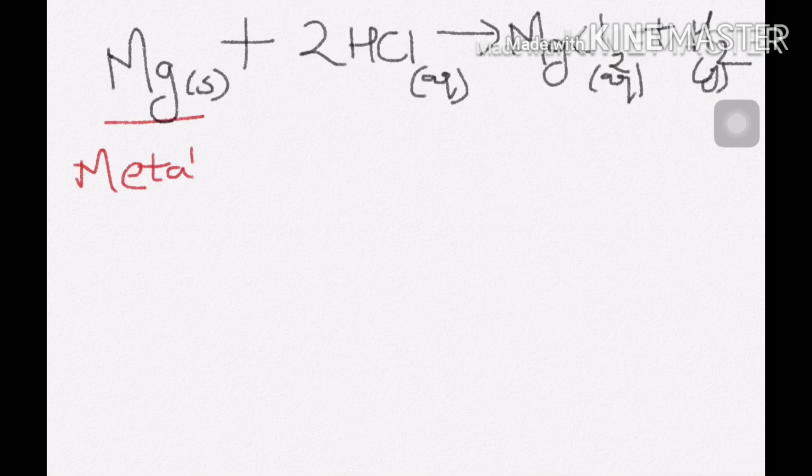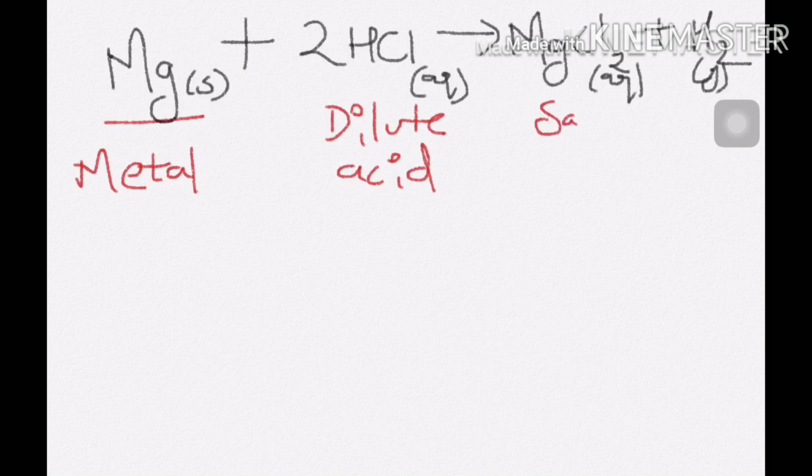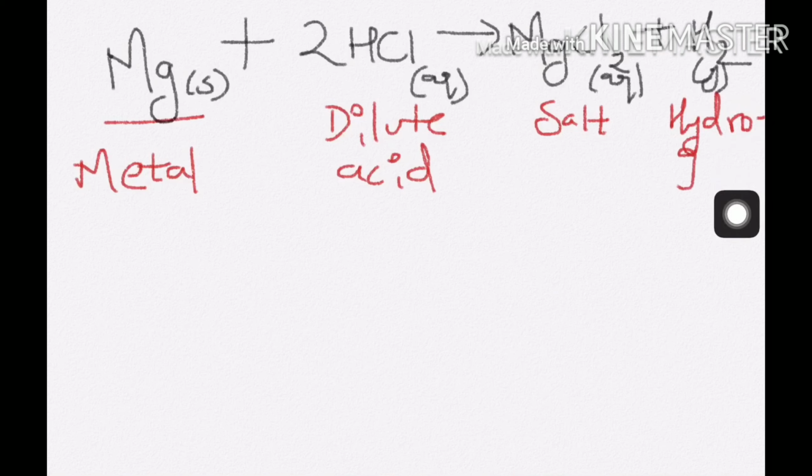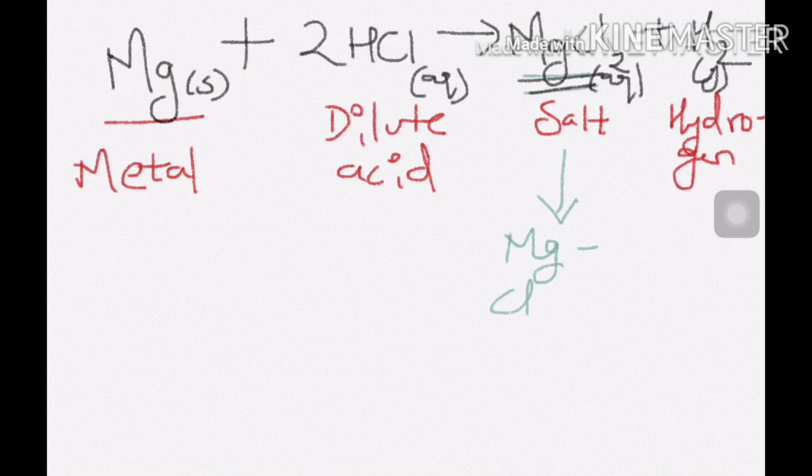So magnesium is a metal, and dilute HCl is a dilute acid, to give out salt, magnesium chloride, and hydrogen gas. So you see magnesium chloride, I'm just giving you a trick: any spelling that ends with chloride, I-D-E, means it is a salt, magnesium chloride. So it is just a hint to you all.